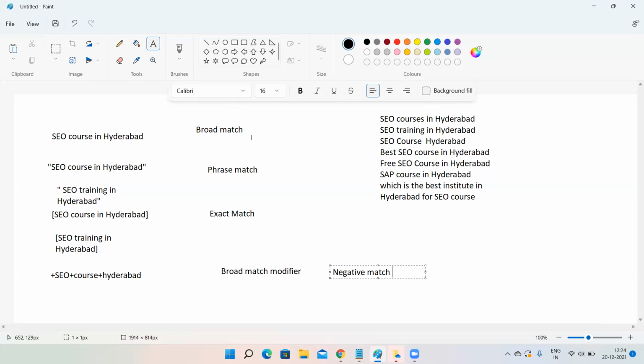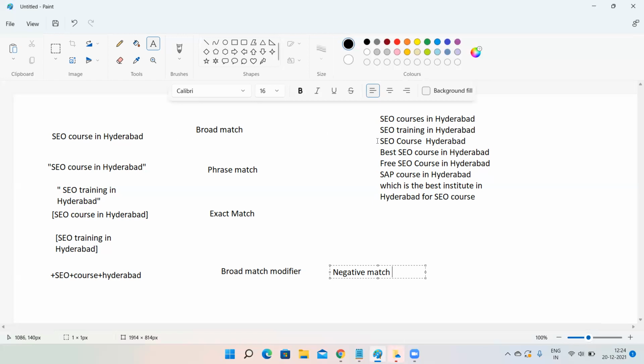And for relevant things only, Google is going to showcase your advertisement. Now you have targeted "SEO course in Hyderabad." Now somebody will search for cloud computing courses in Hyderabad. At that time your advertisement will not appear. Don't worry, that much is not there. The thing is, if people are searching for something related to SEO, then only your advertisement will appear.